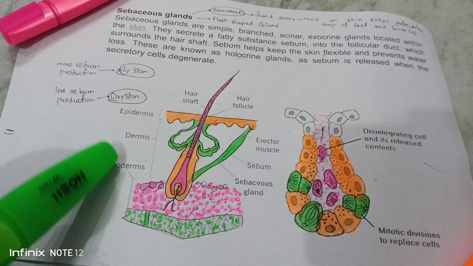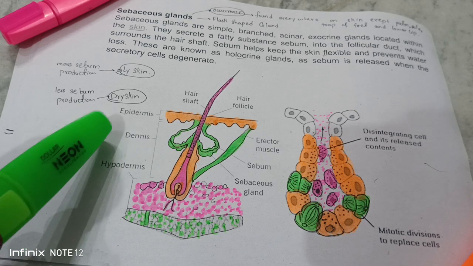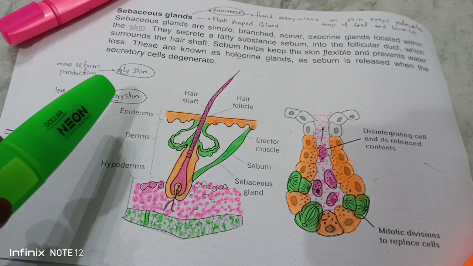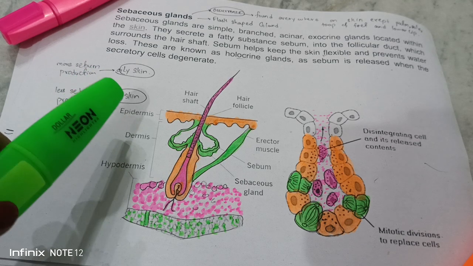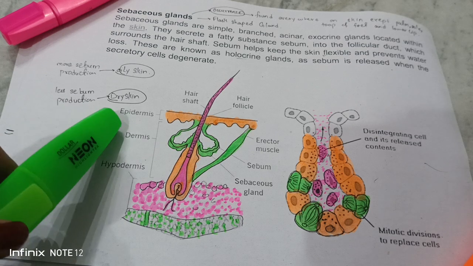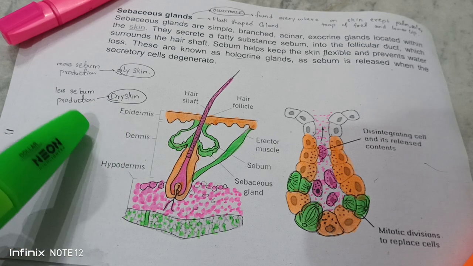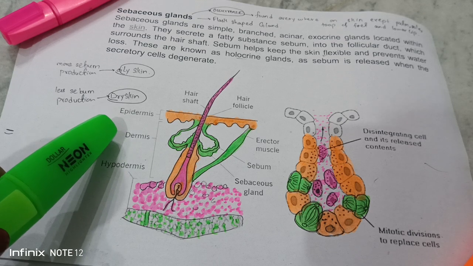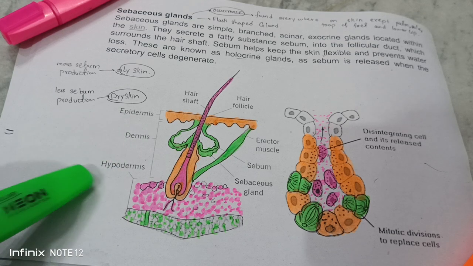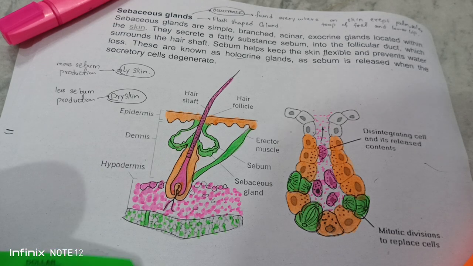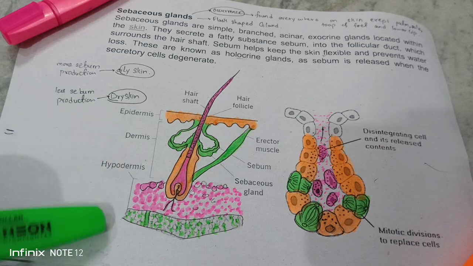It also has benefits because it prevents the attack of bacteria, but it also has some disadvantages because this oil of the sebum can cause clogged pores and acne on your skin. If you have less sebum production, then your skin will be dry and you can easily get attacked by bacteria and pathogens on your skin. So that was all about your sebaceous gland.